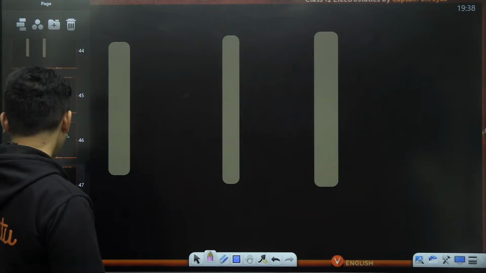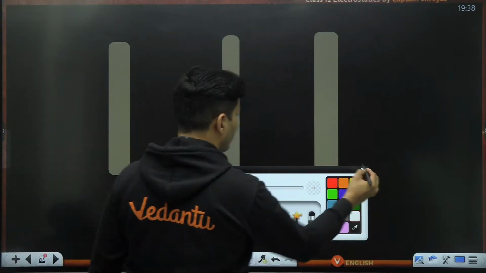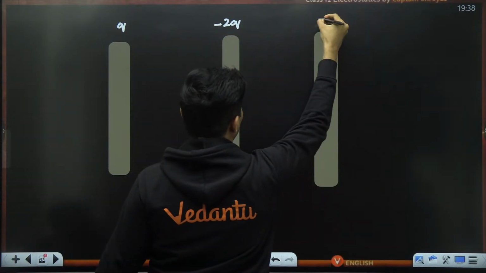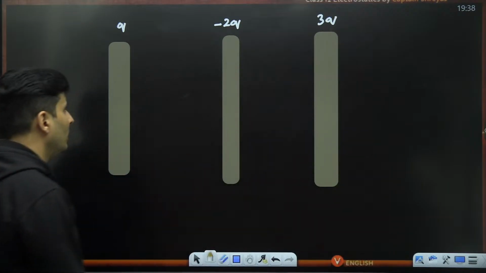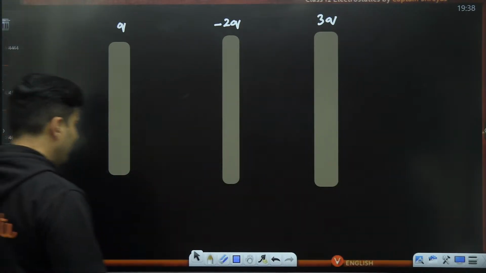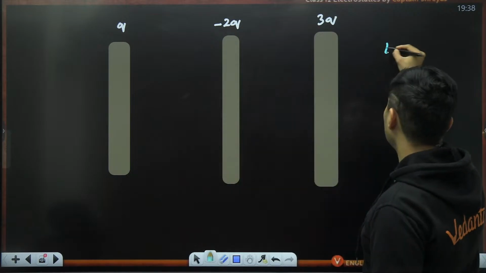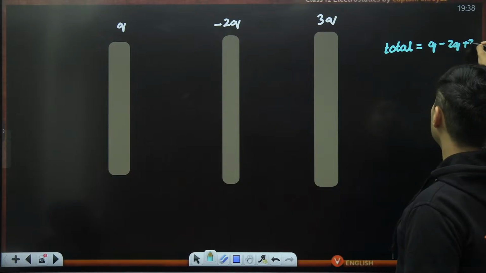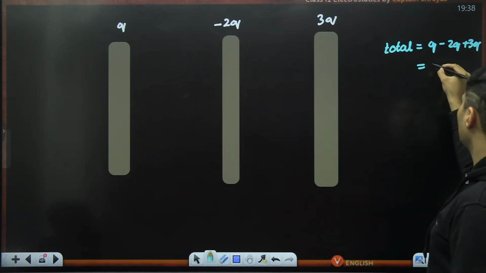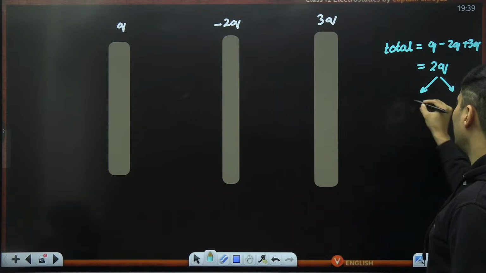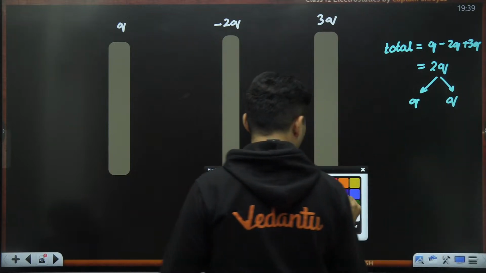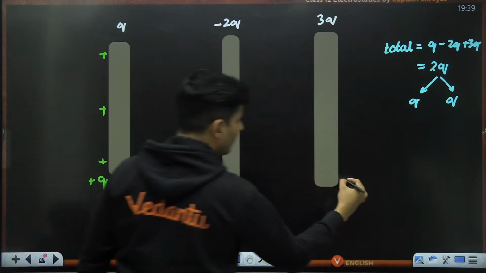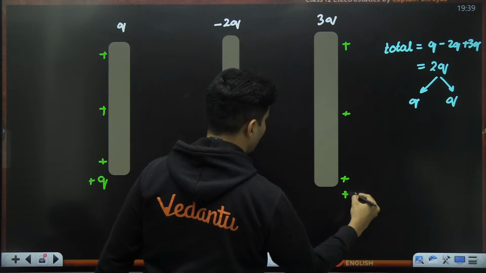Even this you can do now. It's very simple. Or let's say we have 3 plates. Maybe this had Q charge, this had minus 2Q charge, and this had 3Q charge. Now what will you do? Again, find out the total charge. The total charge will be Q minus 2Q plus 3Q, which is minus Q plus 3Q, which is plus 2Q. Divide it into two parts, Q and Q. Put it on the outermost surfaces, here and here. So this will also be plus Q.